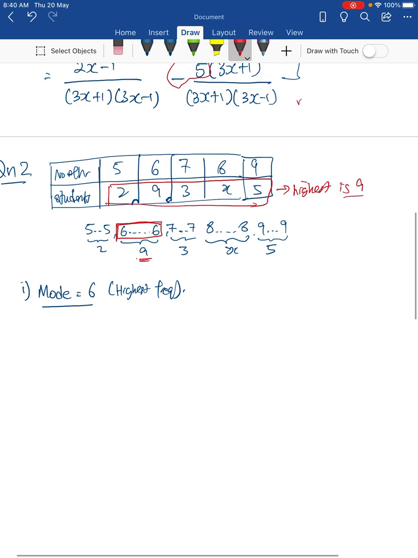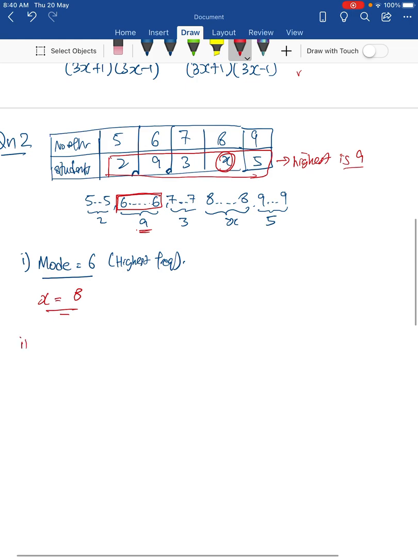So when its highest is 9, the question for part 1 asks for the largest possible x value. So x is over here. The largest x value, of course, will be anything lower than 9, which is 8. That's the reason how we get the 8 for this part.